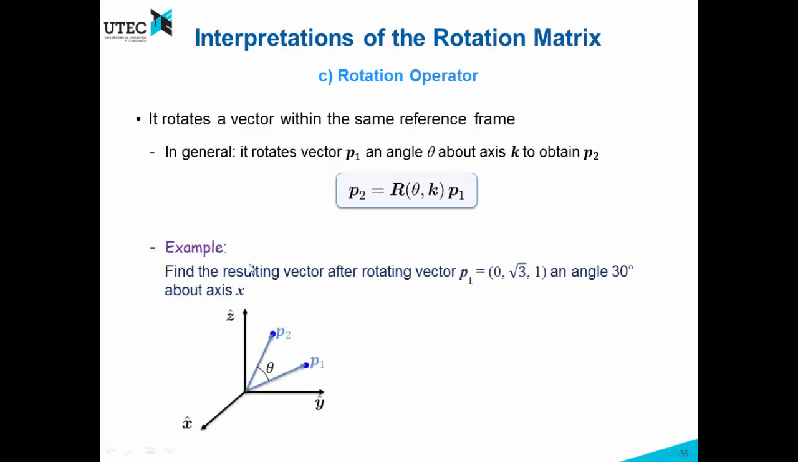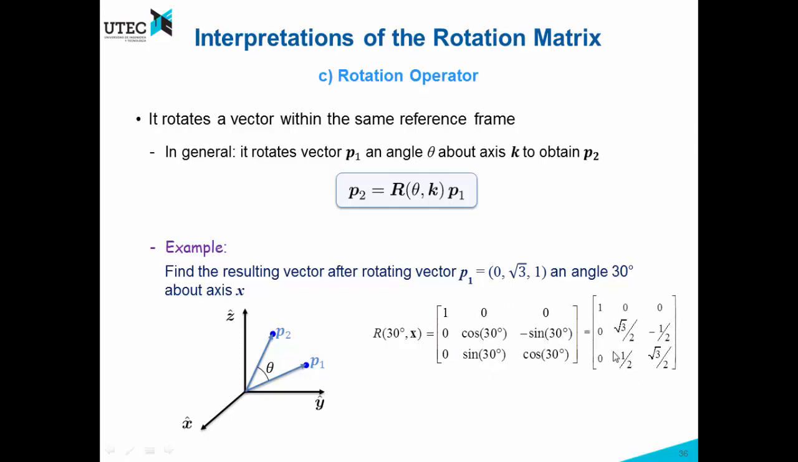As an example, we want to find the resulting vector after rotating vector p1, which is 0, square root of 3, 1, and is this point that you see over here, by an angle of 30 degrees about axis x. So we want to obtain this point p2. First, we will obtain the rotation matrix of 30 degrees about x. We just replace the numbers. This is the canonical rotation about x, and this gives this value. Then we can apply this expression, and we can rotate the point using this expression. So we do this. We just replace the values, and we will obtain this element. You can verify this by inspection. So you can do some geometry here and verify that in fact this holds true.